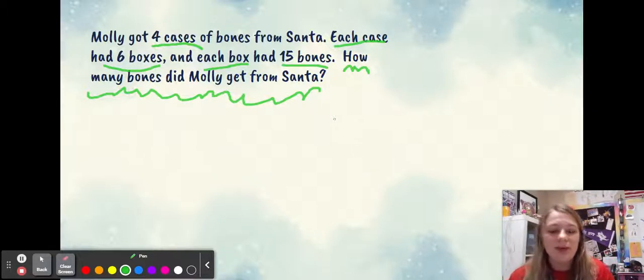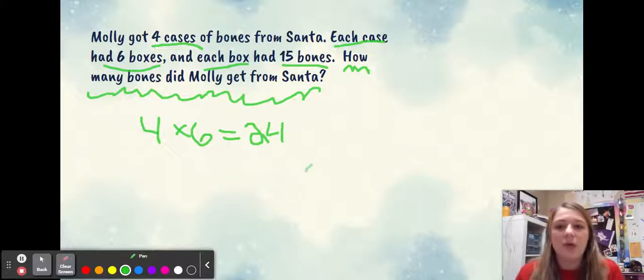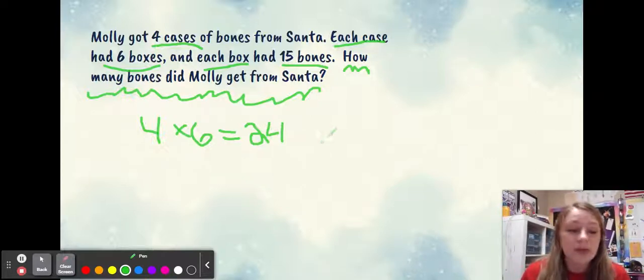We're going to start by figuring out how many boxes there are in total. To do that, we need to do 4 cases times 6 boxes, which equals 24. Let me try writing with my left hand. That might help. So now we know we had 24 boxes total, but we're not done because we're looking for how many bones there are.